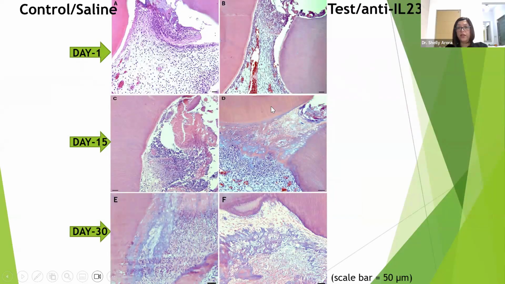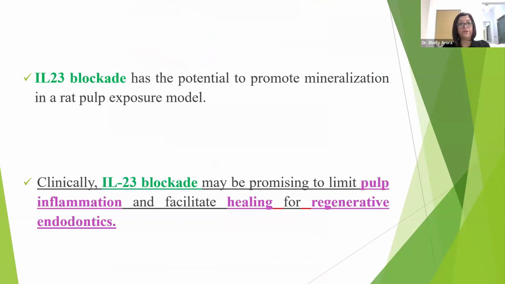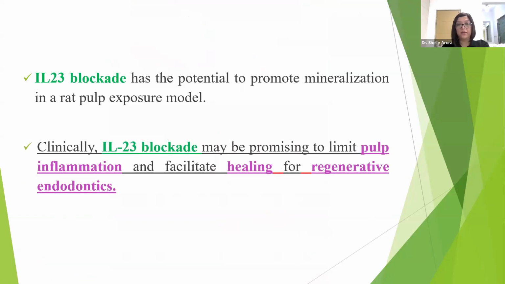But in the experimental group, we saw mineralized tissue formation. There is inflammation, but there is mineralization going on as well. At day 30, in the control group there is inflammation and still necrosis, whereas in the experimental group the pulp is viable and there's mineralized tissue formation. With this, we concluded that interleukin 23 blockade has the potential to promote mineralization in a rat exposure model. And further, it may be promising, as interleukin 23 has the potential to limit pulp inflammation and facilitate healing for regenerative endodontics.